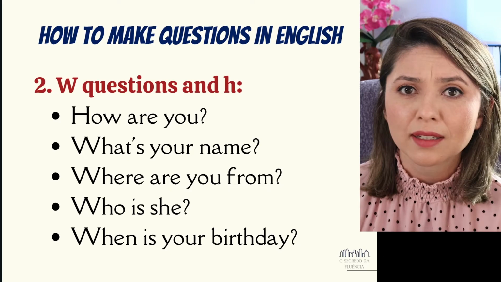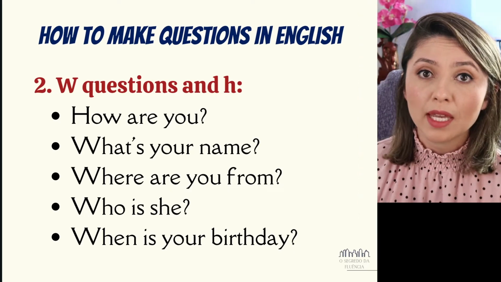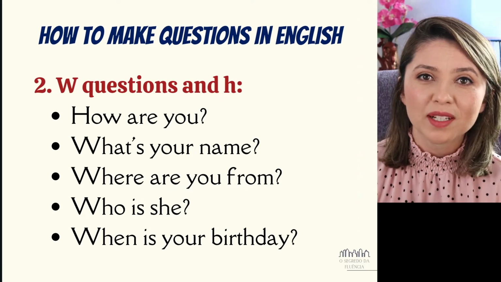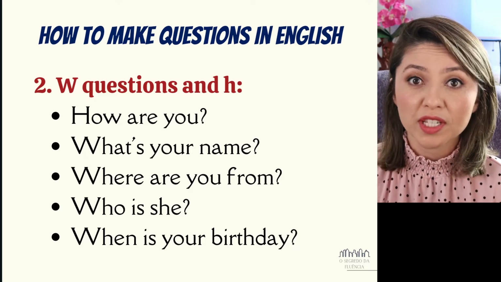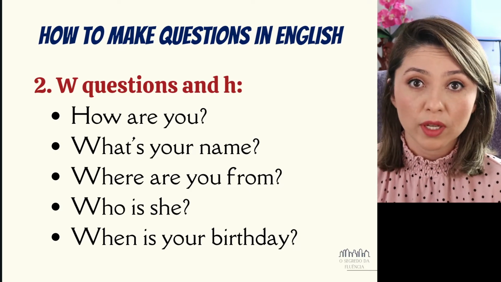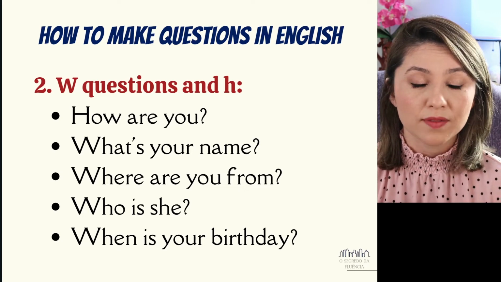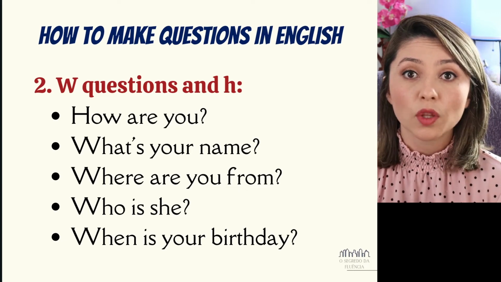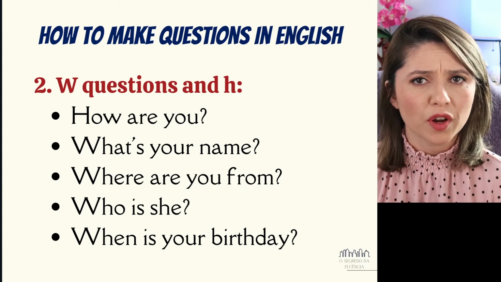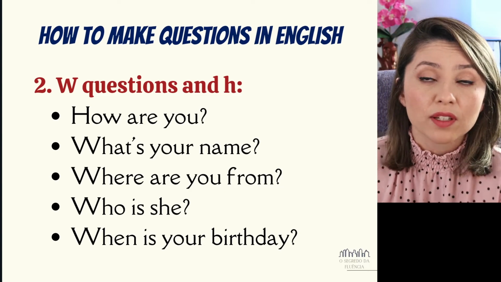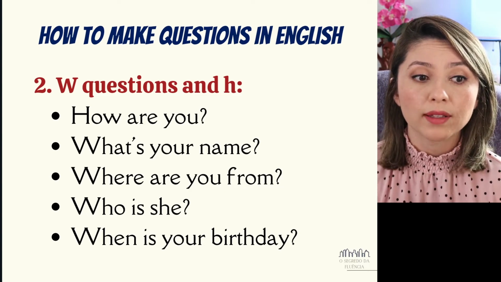Or it can be in a sentence such as, what's your name? What's your first language? What's your husband's name? It's very common. Then you have where, location. Where are you from? Where do you live? And then you have W.